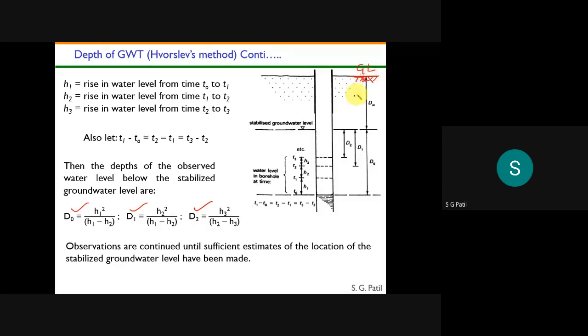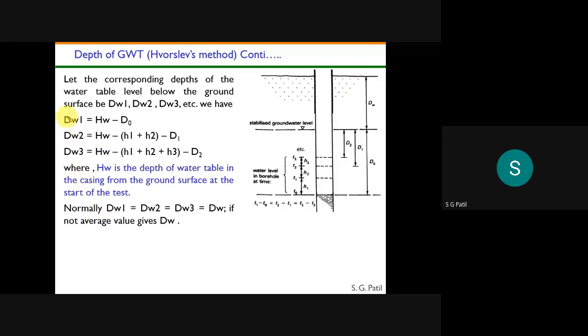To calculate that, I should use this formula. Once I use this formula, I will get a depth of water table from the first observation, this is the second observation, this is the third observation. You take maybe 4 or 5 observations, and take the average of that. Whatever average value you get, that is the actual depth of water table.